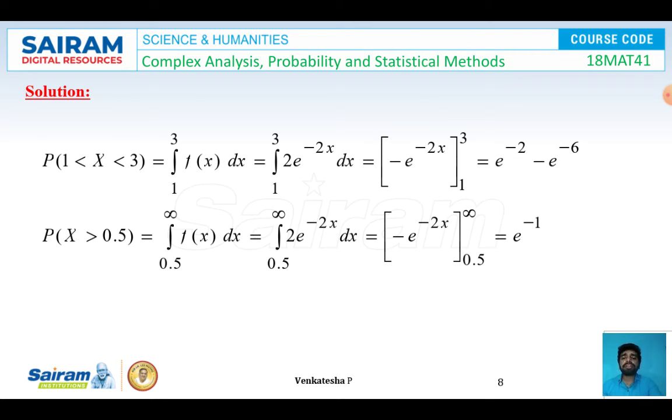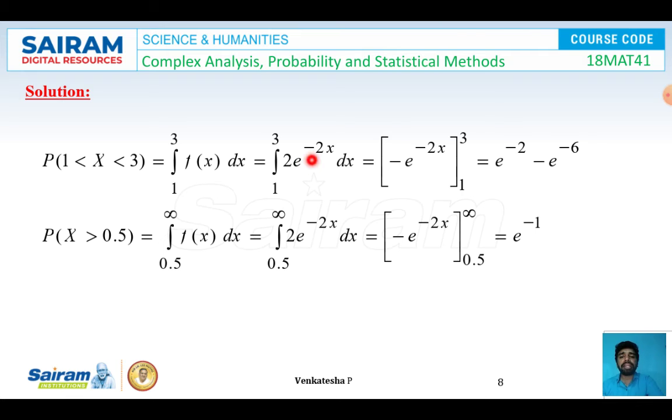So the given function is f(x) is equal to 2e^(-2x). First I am going to find the value of P(1 < x < 3). It means that the limit for the integral varies from 1 to 3. So the integral from 1 to 3 of the function f(x) dx will be equal to the integral from 1 to 3 of 2e^(-2x) dx.